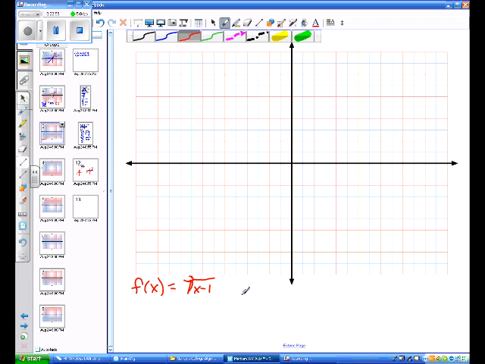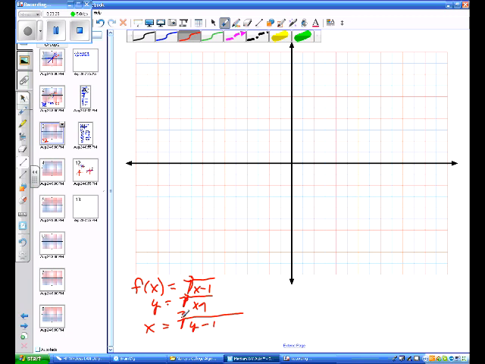Okay, and what we want to do here is just come up with the inverse of it. We're not going to actually graph this one. So we're going to replace our f of x with y. We're going to switch our x and y. Then we want to solve.